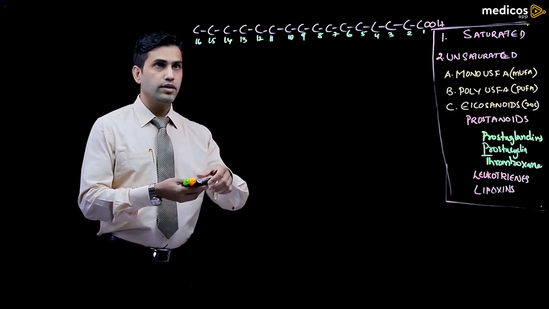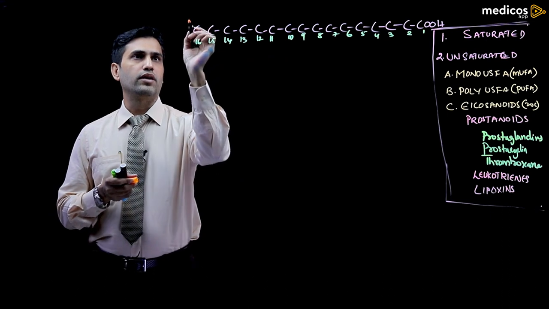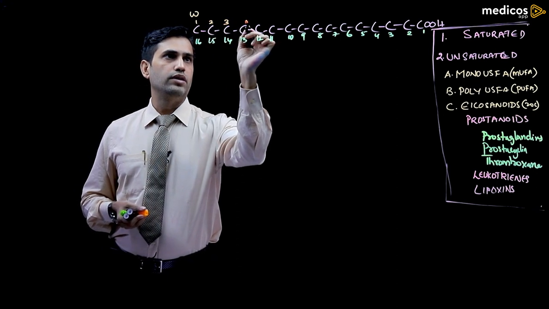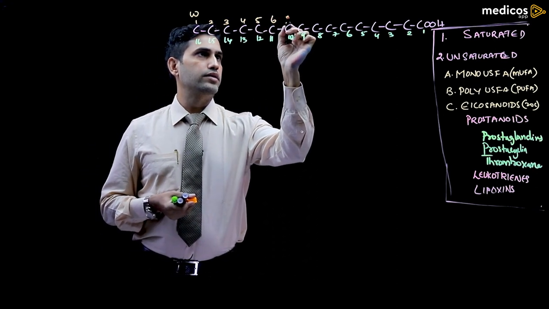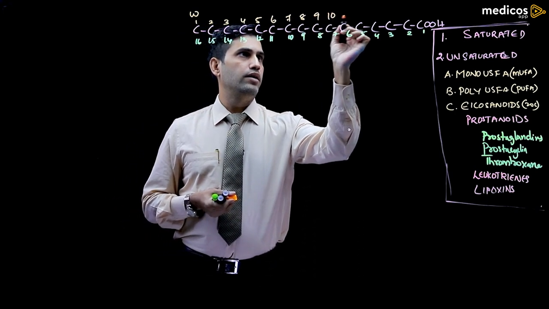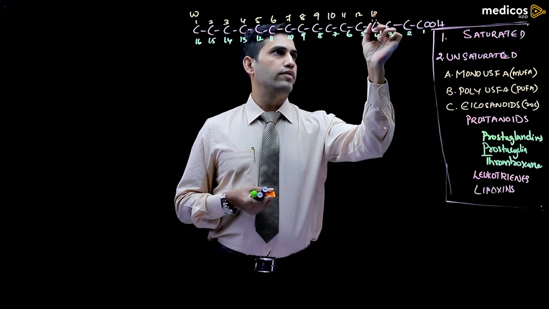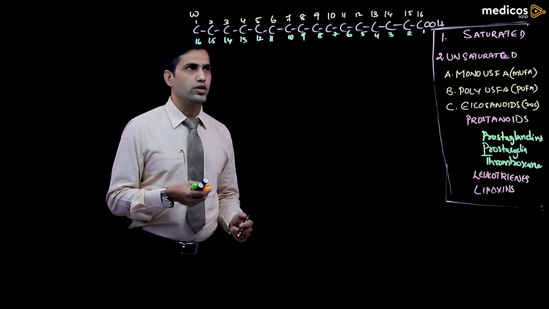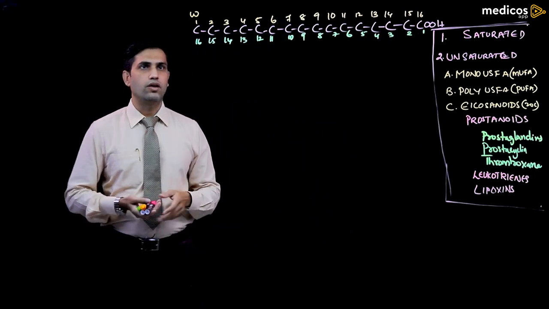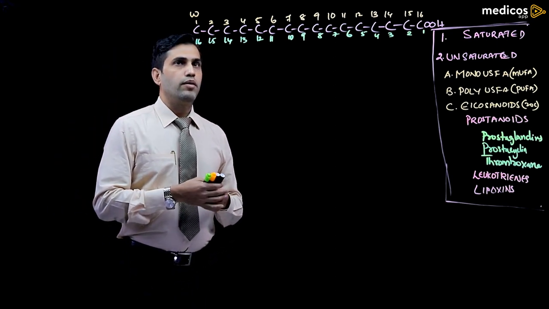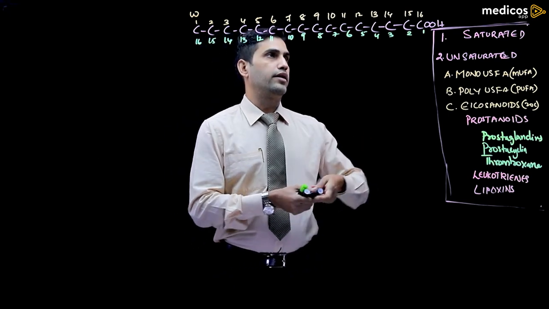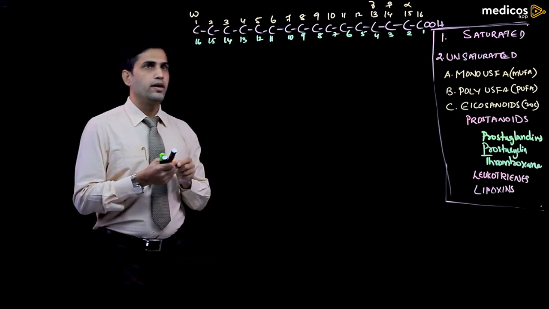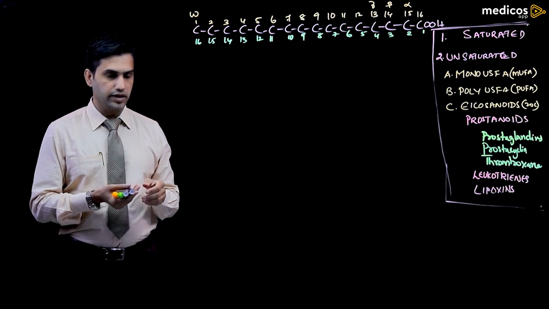Now, if you number this in the omega form, this is your normal nomenclature, this is your omega 1, 2, 3, 4, 5, 6, 7, 8, 9, 10, 11, 12, 13, 14, 15 and 16 like that, that is your omega numbering. This is alpha carbon, beta carbon and gamma carbon. That numbering will change as the number of carbons are increasing.